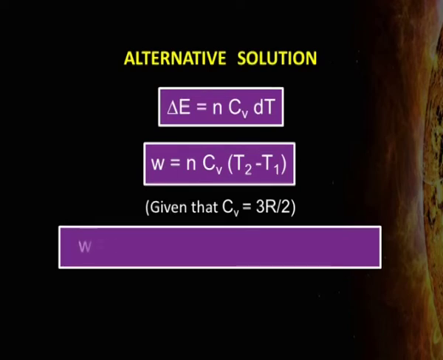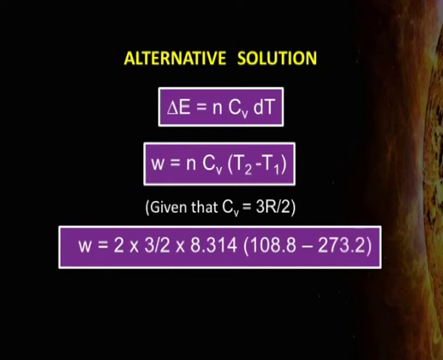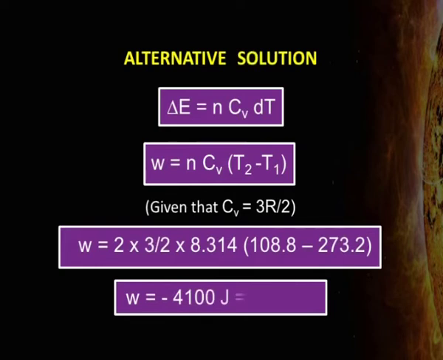You have already calculated the value of T2 for adiabatic expansion, which is equal to 108.8 Kelvin. Putting the values of n, Cv, T2 and T1, we will get the work done for the adiabatic expansion. Therefore, W will be equal to 2 multiplied by 3 by 2 multiplied by 8.314 multiplied by 108.8 minus 273.2, which is equal to minus 4100 joules, which is equal to minus 4.1 kilojoules.